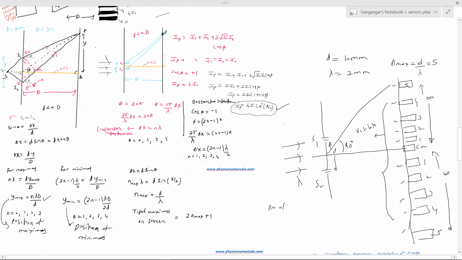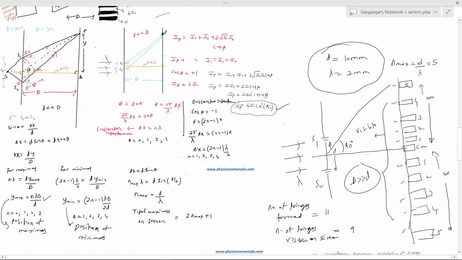So the number of fringes formed is 11. The number of fringes visible on the screen will be 9. So why 2 fewer fringes? The ones which are at infinity will not be visible. Like this, the number of fringes formed on the screen depends upon the ratio d by lambda. And this whole discussion is applicable only when this condition holds.